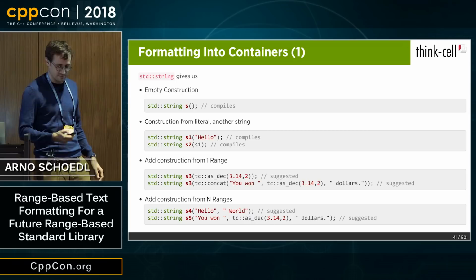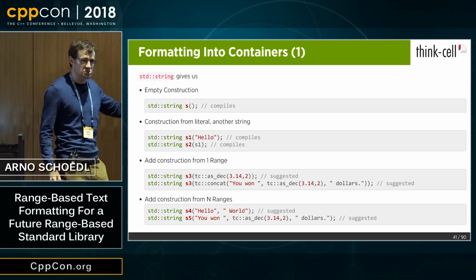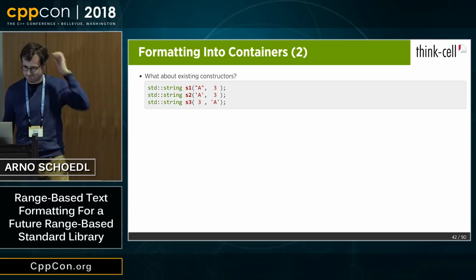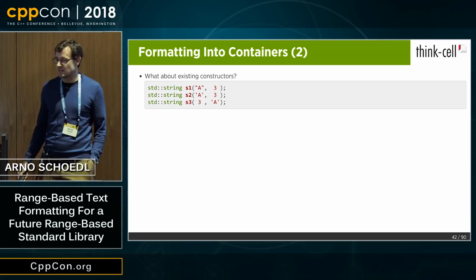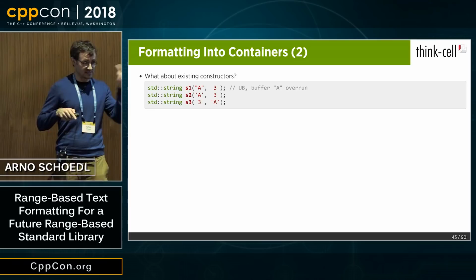Now, what about existing constructors of std::string? Right here I was pretty liberal in saying, oh, we have this two-element constructor on std::string, I'm going to use it again for something else. But we already have constructors. Let's see, so what do they do? The first one is undefined behavior, because it says take the first three elements of the A buffer, but the A buffer only has two elements, A and a null terminator. So that's undefined behavior, a buffer overrun.